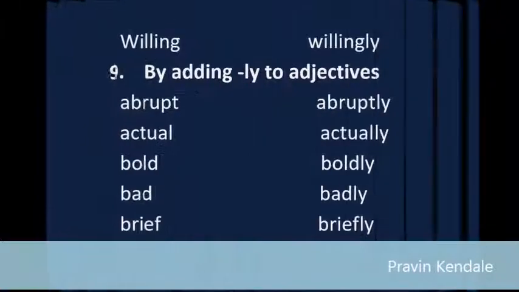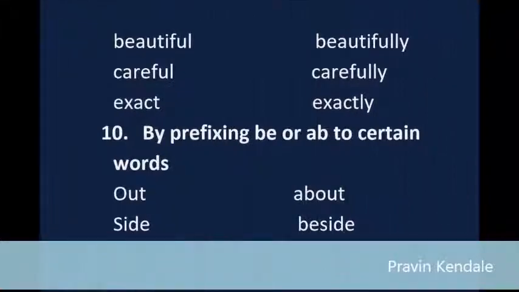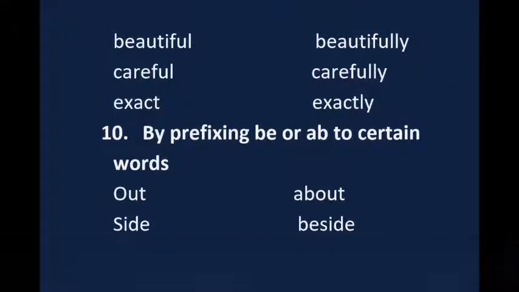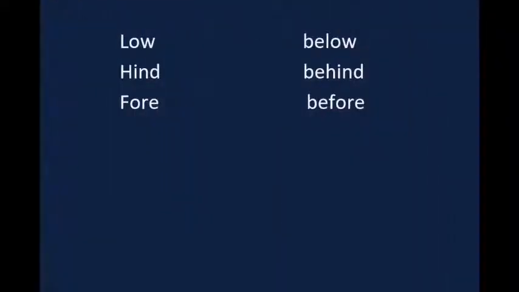8. By adding ly to participles. Knowing, knowingly. Willing, willingly. 9. By adding ly to adjectives. Abrupt, abruptly. Actual, actually. Bold, boldly. Bad, badly. Brief, briefly. Beautiful, beautifully. Careful, carefully. Exact, exactly. 10. By prefixing be or a to certain words. Out, about. Side, beside. Low, below. Hind, behind. 4. Before.